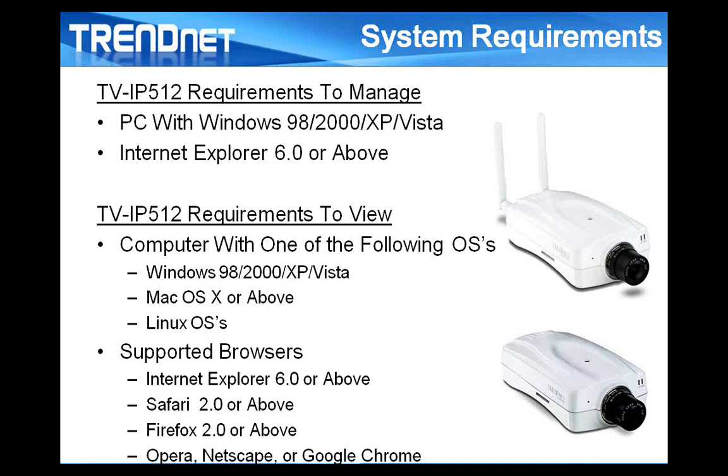So in order to view the camera, there's a little different requirements. You basically can have almost any type of operating system, including Windows 98, 2000, XP, Vista. Again, we've got it down there. We've got Mac OS 10 or above, and of course Linux OSs. Supported browsers, we have Internet Explorer 6.0 or above, Safari 2.0, and Firefox 2.0, Opera, Netscape, and Google Chrome. Those are all your popular web browsers out there in the market today. What you can do with these browsers is open up the web browser interface and go to the camera's IP to view the live image. And so to view it, you don't necessarily need a Windows PC.